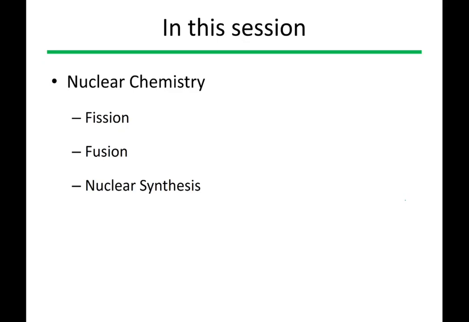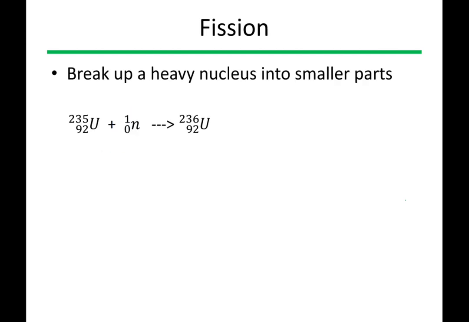In this video, we will finish our discussion of nuclear chemistry by going over fission, fusion, and nuclear synthesis. For fission, this refers to a process where we take a heavy nucleus and break it up into smaller parts. So this equation represents one example where we're taking a uranium-235 nucleus, bombarding it with a high-energy neutron.